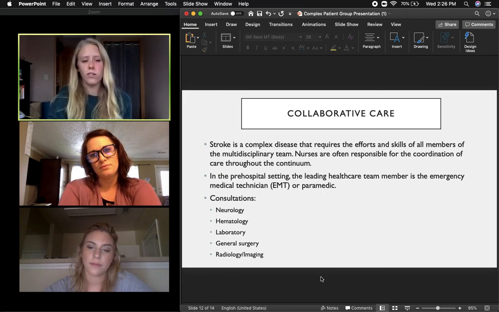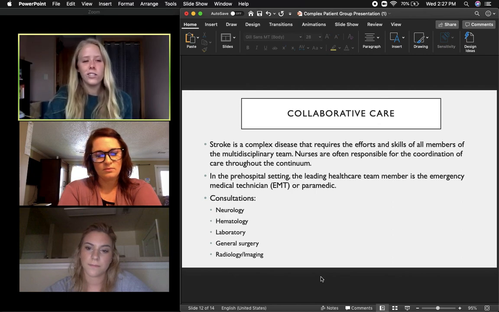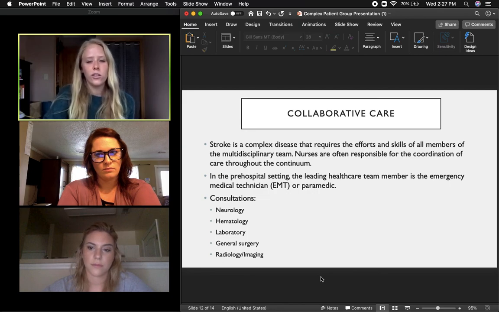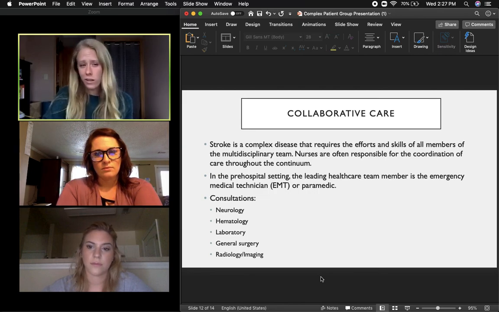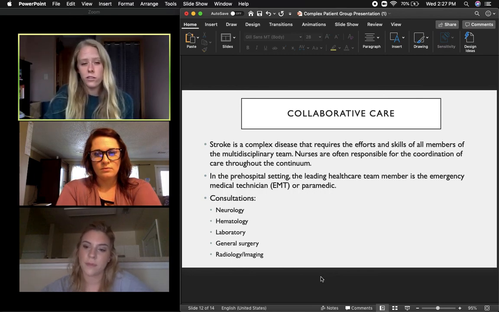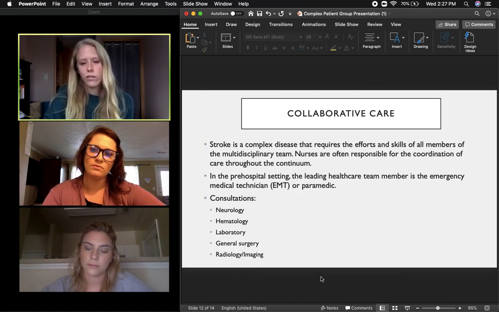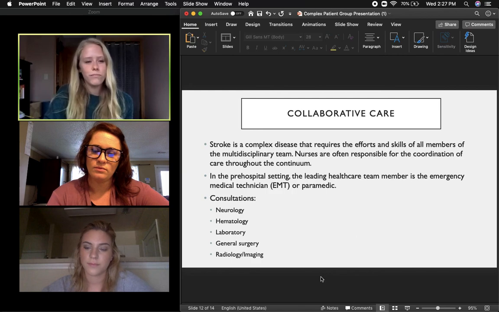General surgery is also often involved to remove the clot or brain bleed causing the stroke. Radiology and imaging is also extremely important and most of the time involved. A CT scan is performed on most patients. These tests can show areas of abnormality in the brain and can help determine if these areas are caused by insufficient blood flow or a ruptured blood vessel or even a different kind of problem.